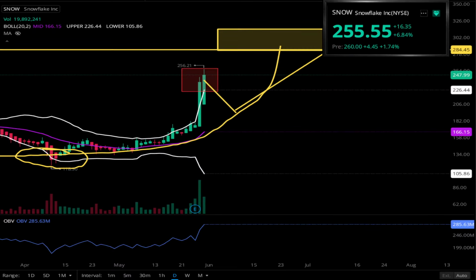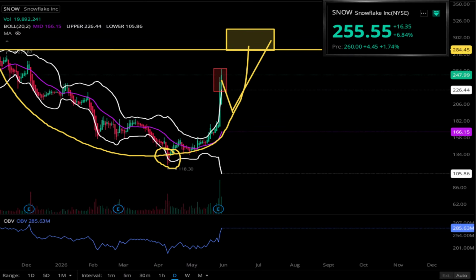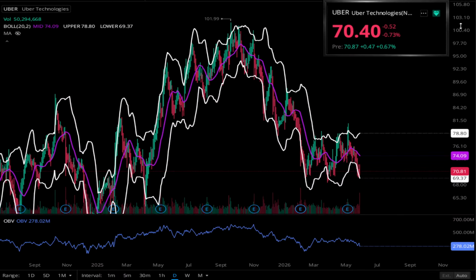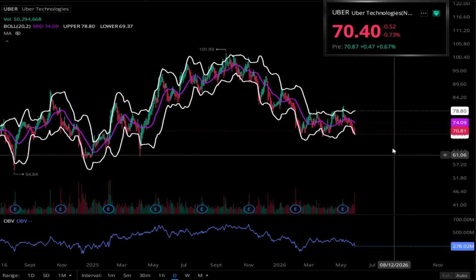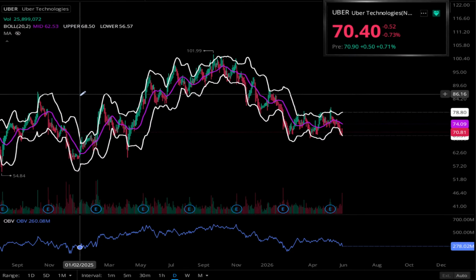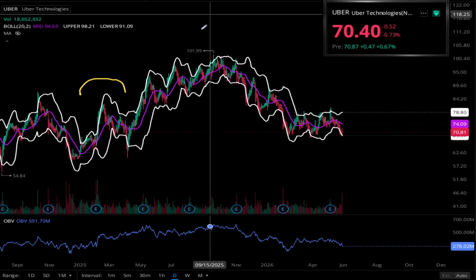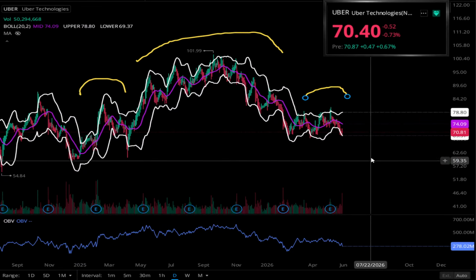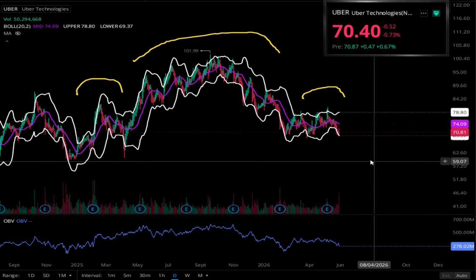Okay, so we're going to be looking at Uber, okay? And we're going to be kind of using the same thought process here. On Uber, on our daily time frame, this doesn't look that great. Many are going to say, okay, there's this large head and shoulders. It looks like we're going to continue breaking down here.